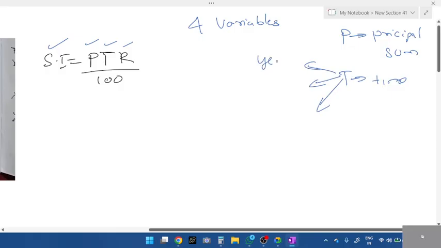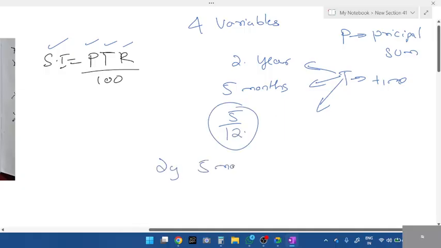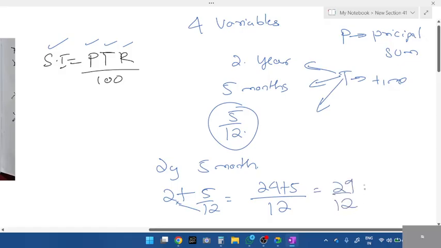One is year, right? They'll give 2 years. Next, month, days. If they give 5 months, how will you convert? 5 divided by 12. Very good. If they give 2 years 5 months, how will you convert? You keep 2 as it is, plus 5 months, and you have to take LCM. If you take LCM, it becomes 24 plus 5, 29 by 12.